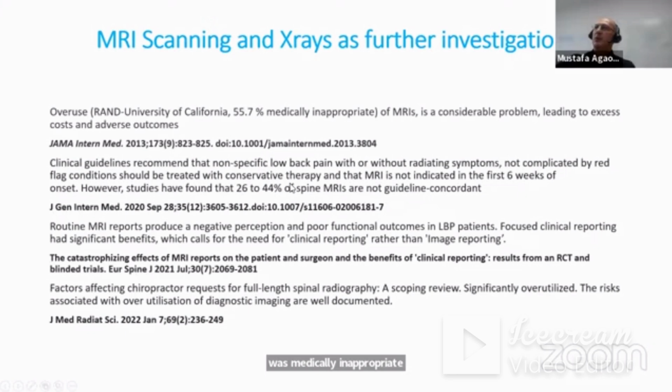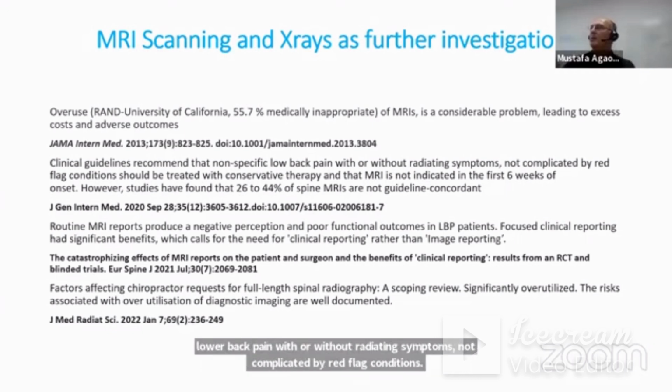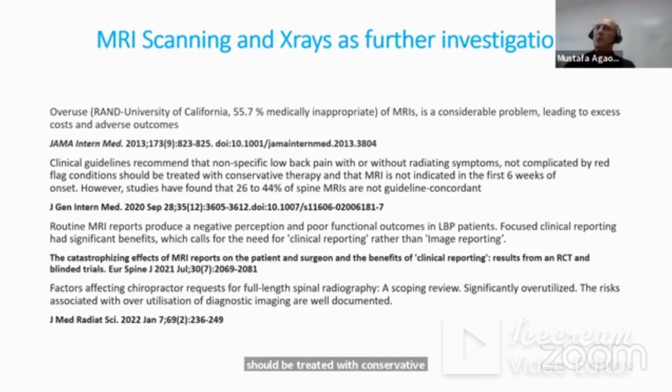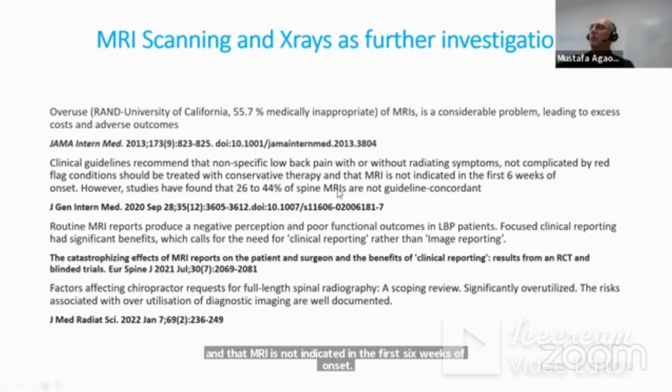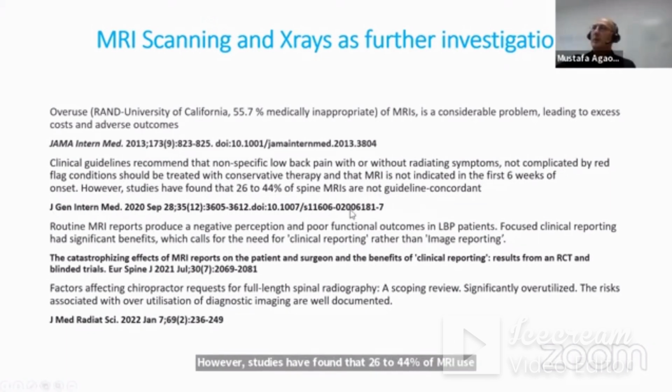Another study in 2020, where clinical guidelines recommend that non-specific low back pain with or without radiating symptoms, not complicated by red flag conditions, should be treated with conservative therapy, and that MRI is not indicated in the first 6 weeks of onset. However, studies have found that 26 to 44% of MRI use is not guideline concordant.